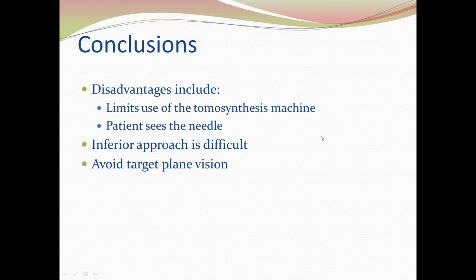There are disadvantages. It does limit the use of the tomosynthesis machine. The patient sees the needle, but we haven't really found that to be a huge problem with vasovagal. As I spoke about, the inferior approach is difficult but not impossible if you want to put the patient in a decubitus position. And just a final mention on avoiding target plane vision. Look carefully through all the tomosynthesis images to make sure you're looking at the right target.